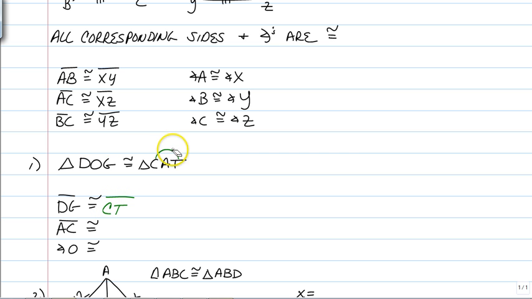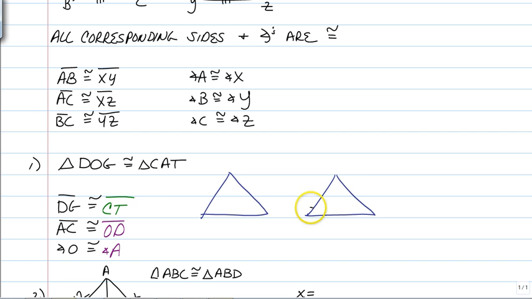AC. So AC would be this letter to that letter, middle to left. So that has to be congruent to OD. So the order does matter. Finally, angle O is the middle letter, so we have angle A for the middle letter of triangle CAT. Now, if you wanted to draw a picture, of course, that's totally fine. Just make sure you name them in the correct order.